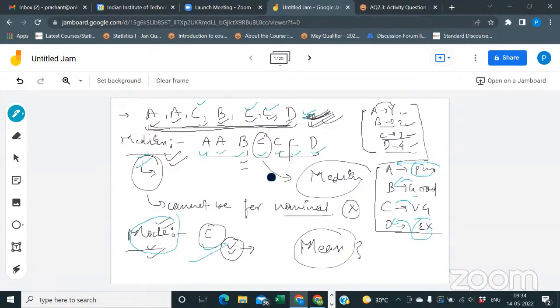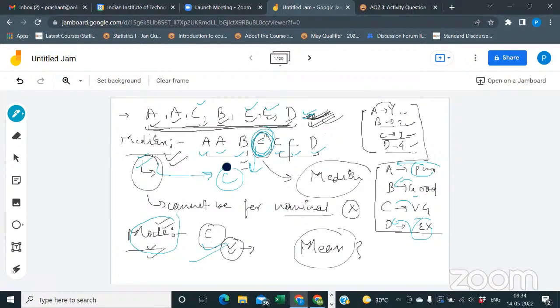Yes. Okay. If I order, then the median is the middle observation. Means there are 7 observations in total, then the median is the middle observation, the C. So it is the median. That's it. For the median, you have to order the data. You have to rank the data. That's why the median is calculated only for ordinal data, not for nominal data.